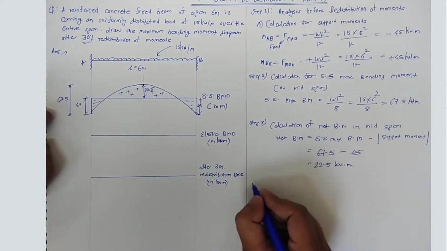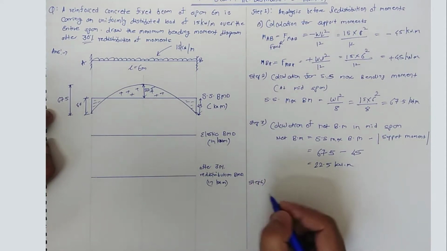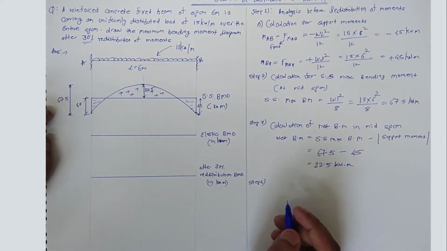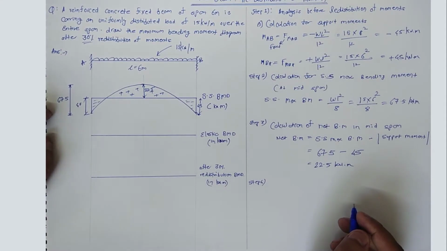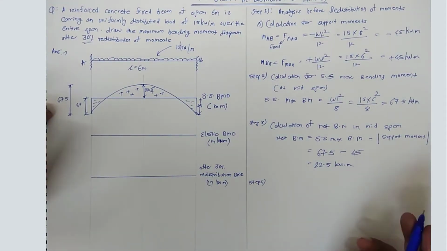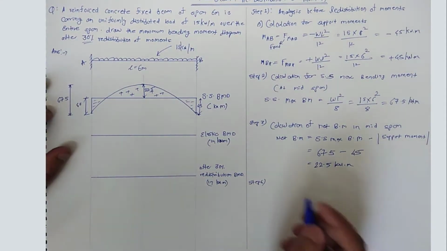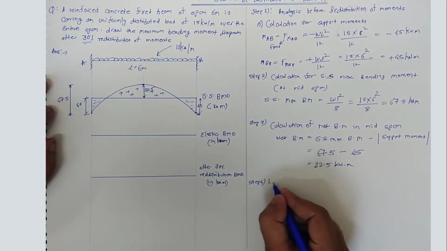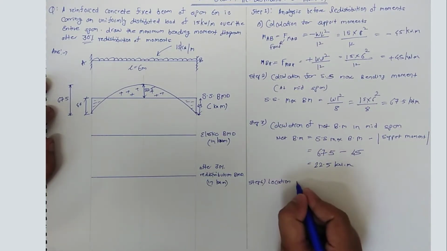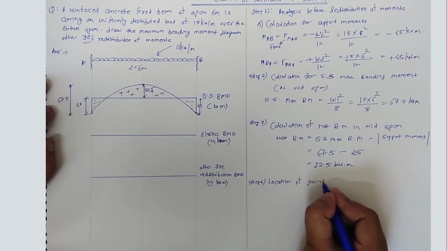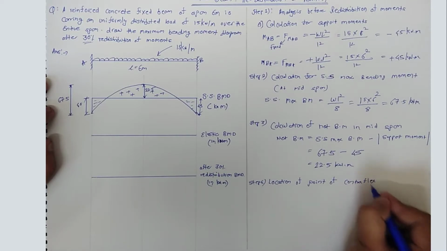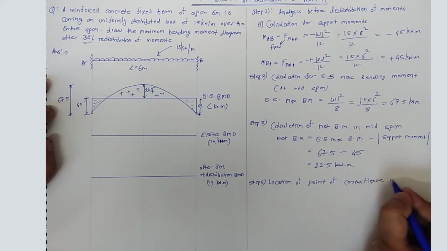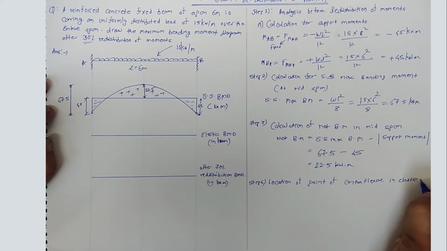Okay, and now the next step, step 4, will be calculation of the point of contraflexure. It is the point where the bending moment changes sign, from plus to minus or minus to plus. That is called the point of contraflexure. So we need to calculate the location of the point of contraflexure in the elastic BMD.